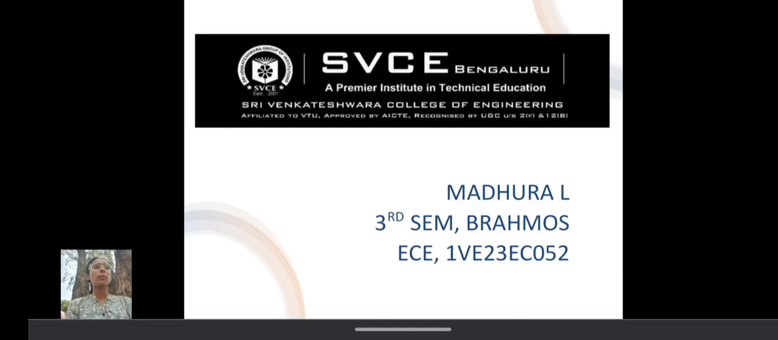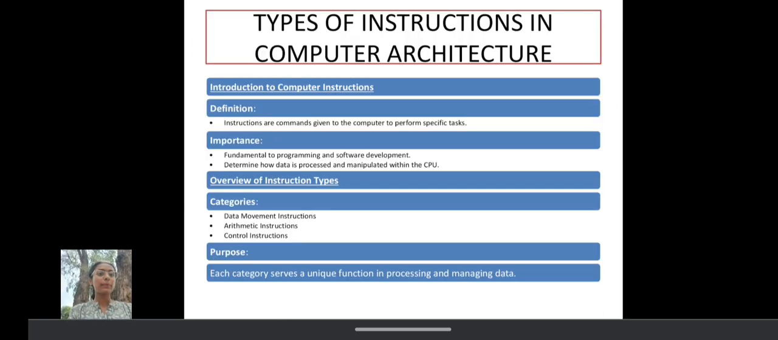Today I am going to talk about the subject COA, that is Computer Organization and Architecture. And today's topic is Types of Instructions in Computer Architecture.